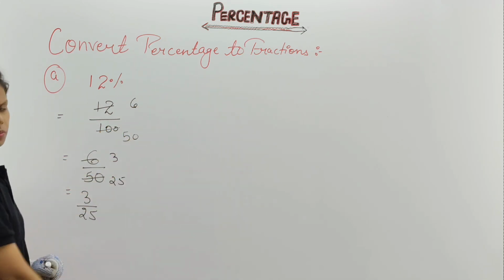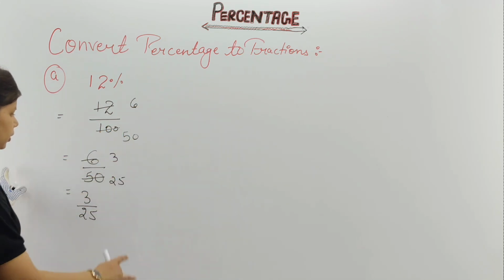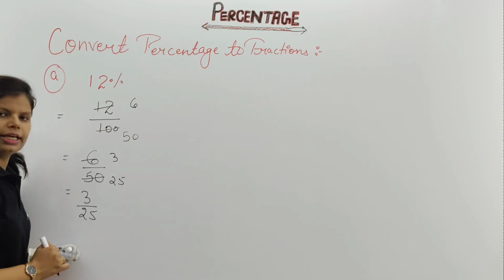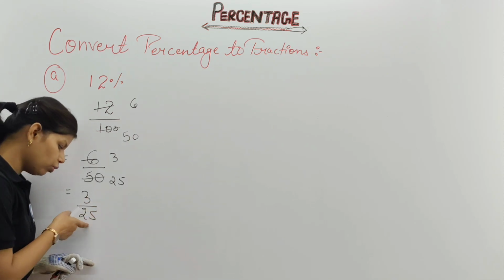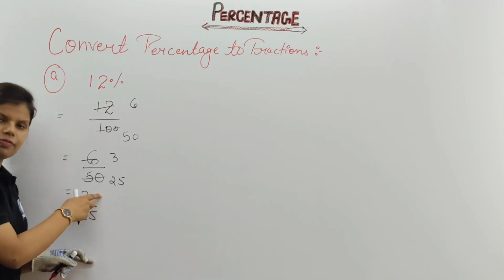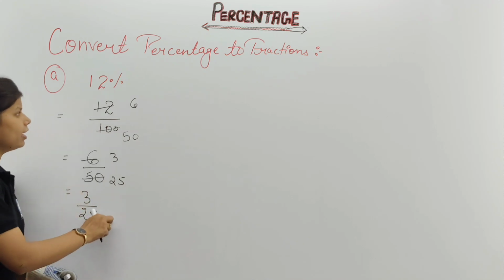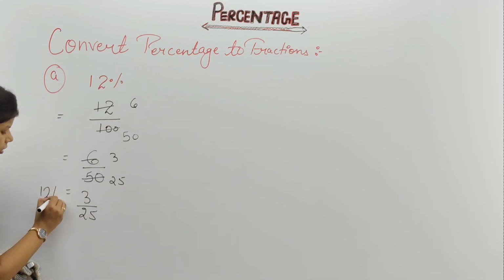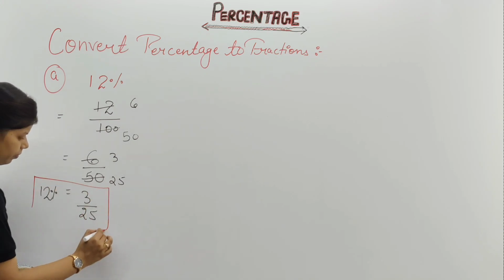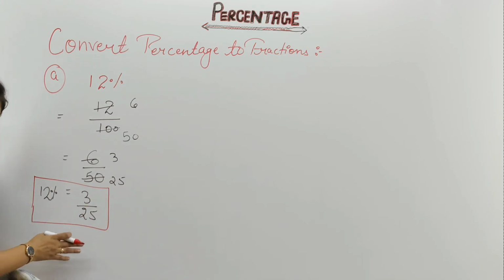I have explained in short form; I'll go with the long form also. This will be your answer, 3 upon 25. Now in the table of 3 you cannot get 25, and in the table of 25 you will not get 3. That's why this is your answer: 12% in fraction can be written as 3 upon 25. Understood?